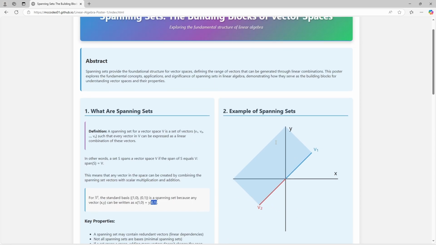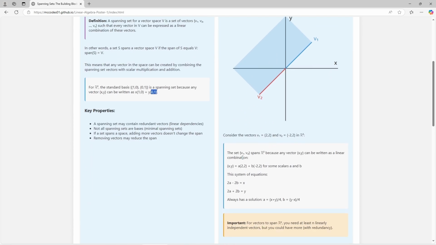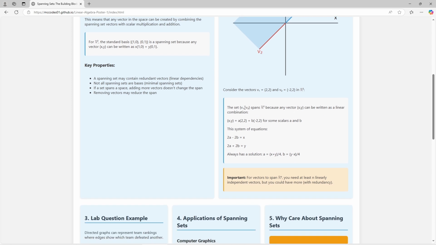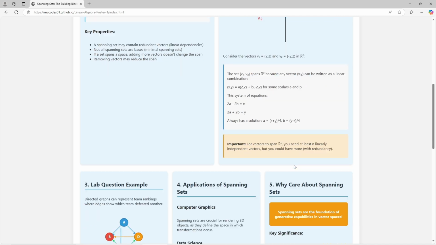Now, moving on to examples, I have this vector (2, -2) in R2, and the set spans because it can be written as a linear combination, or right here, this example, where we have 2a - 2b, and it should be 2a - 2b equals y, right?